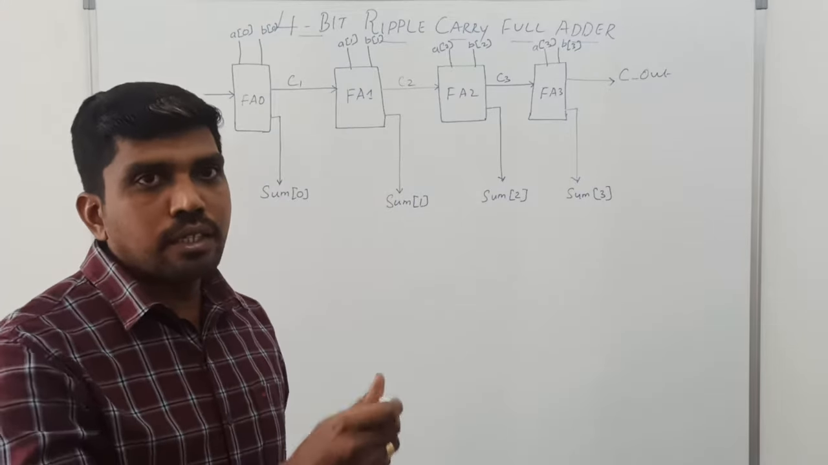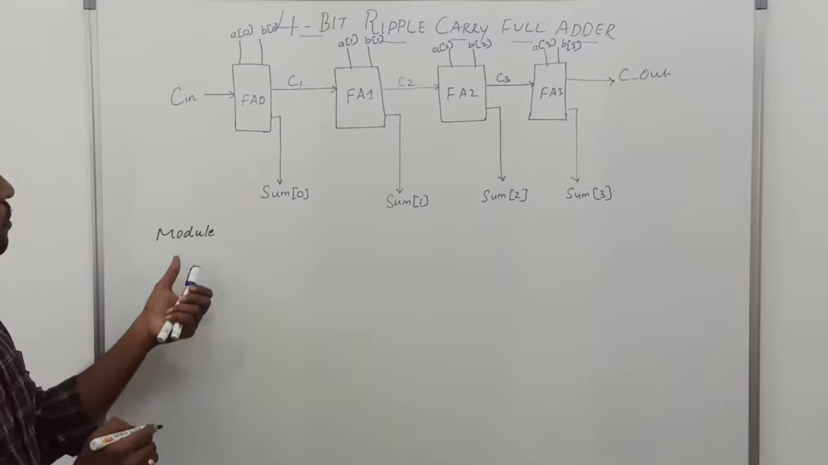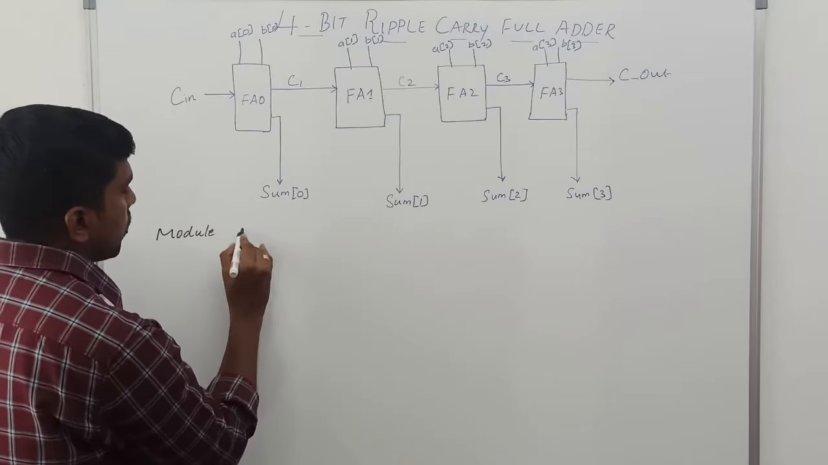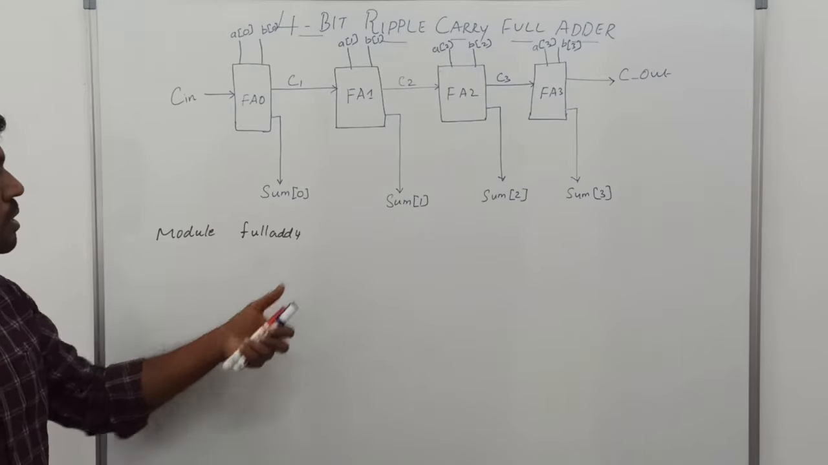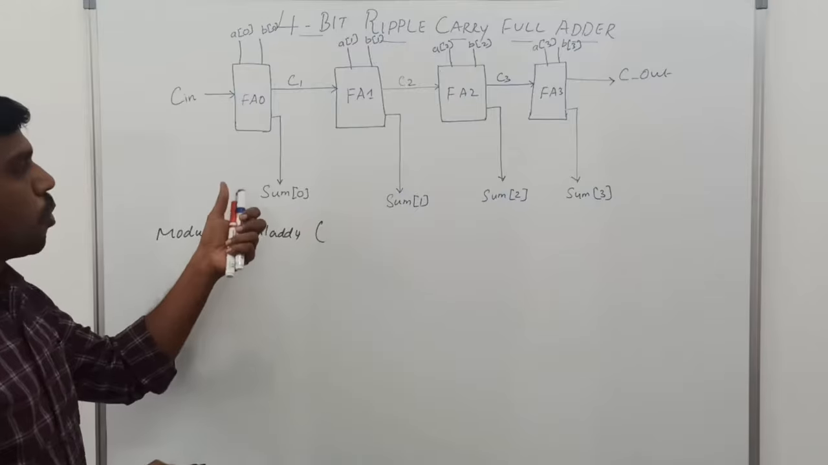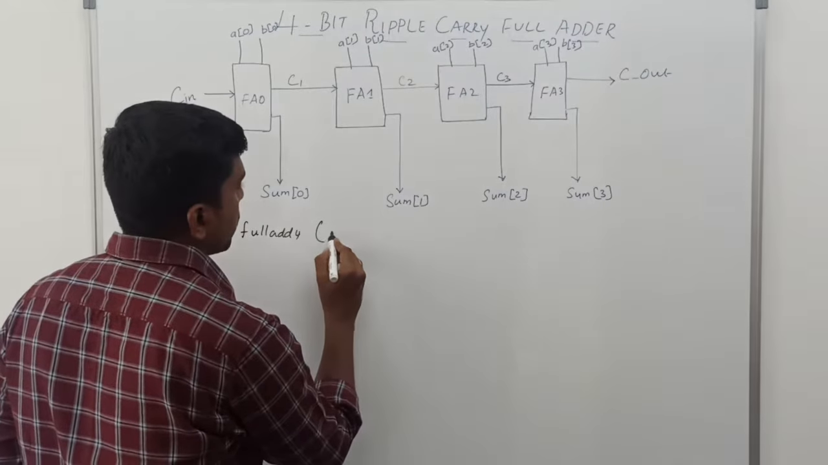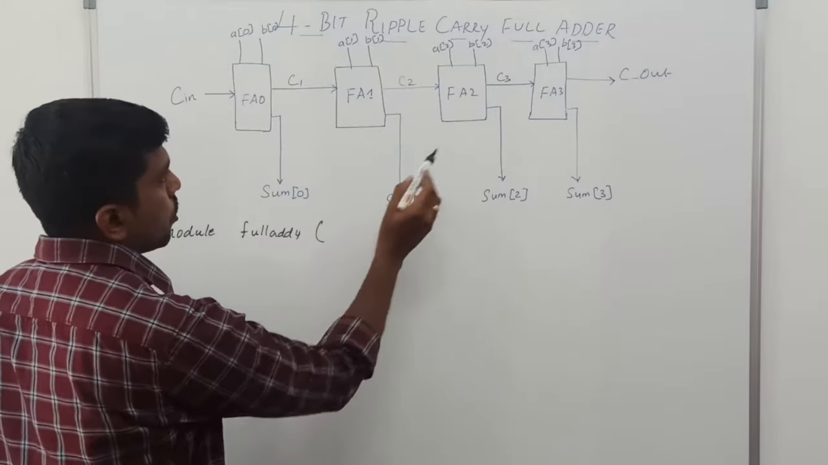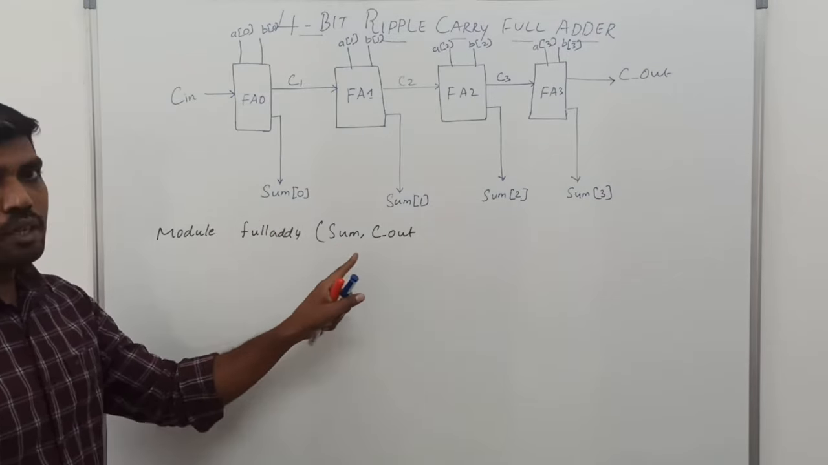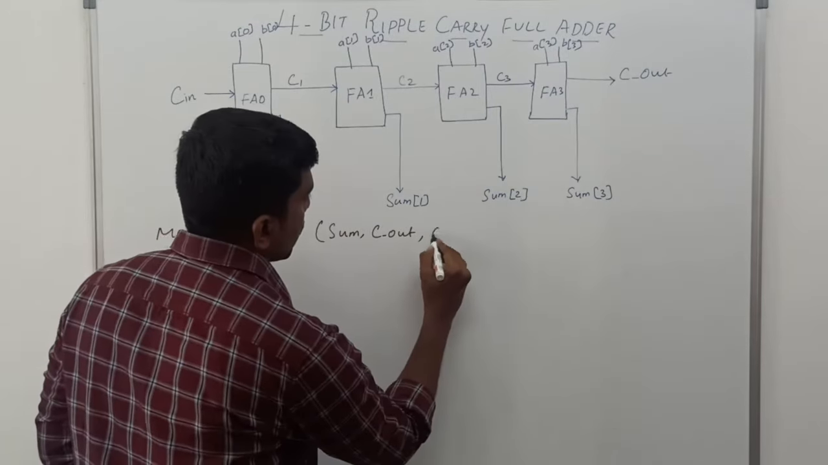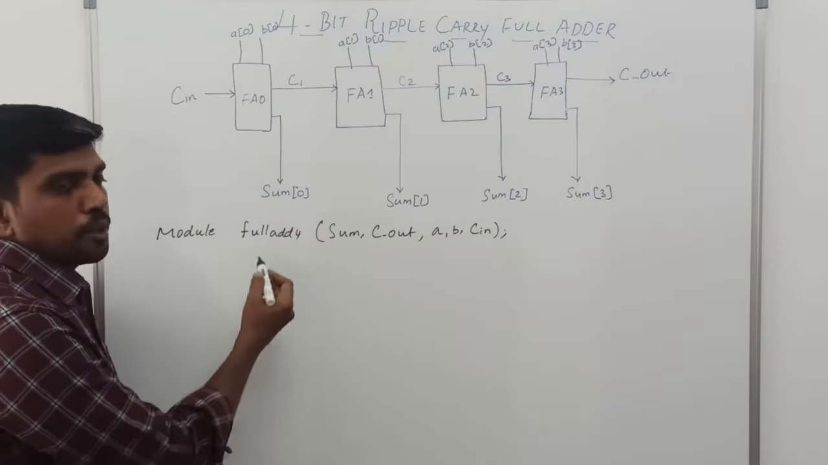Based on this block diagram we can write the program now. In Verilog HDL, the first step is to write module, then the module name. The module name is 4-bit ripple carry adder, full adder 4. Then you pass the port list. In this port list you mention the input values and output values. Input values are A, B, Cin and output values are sum and Cout.